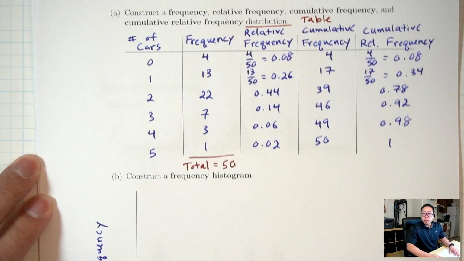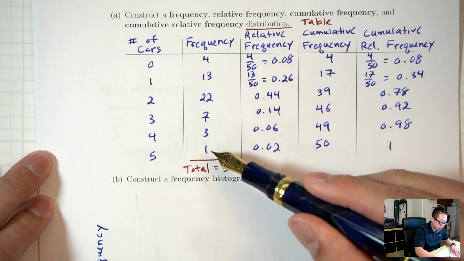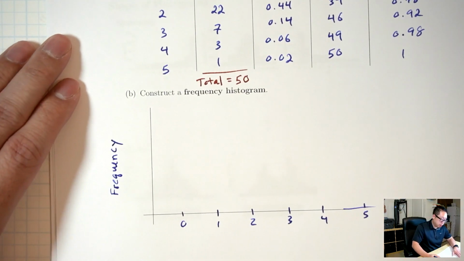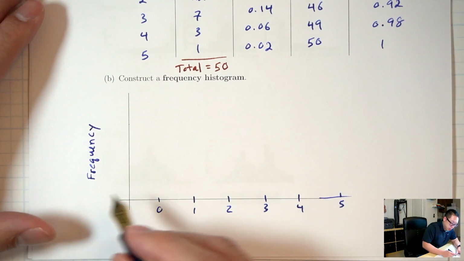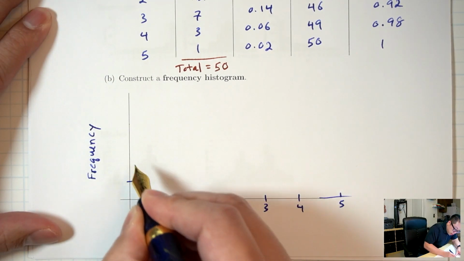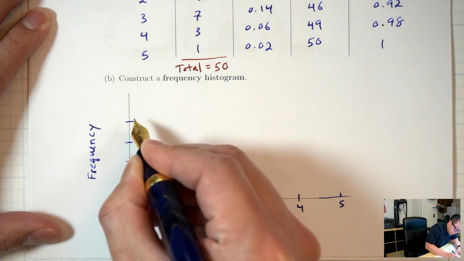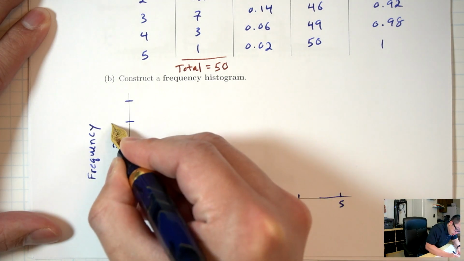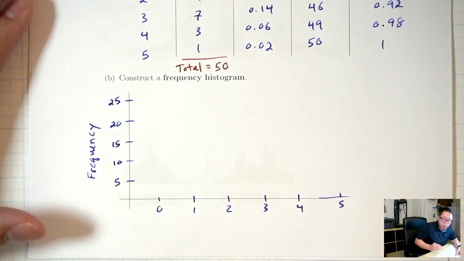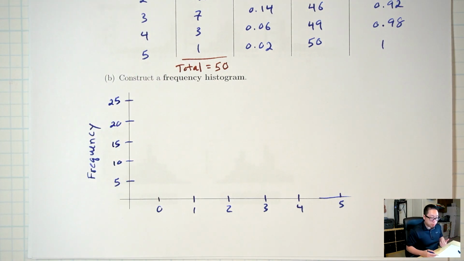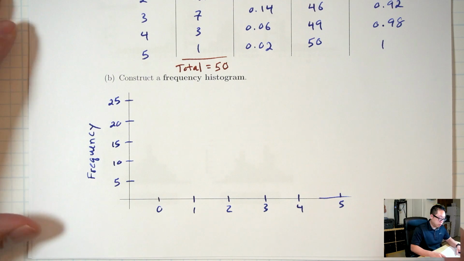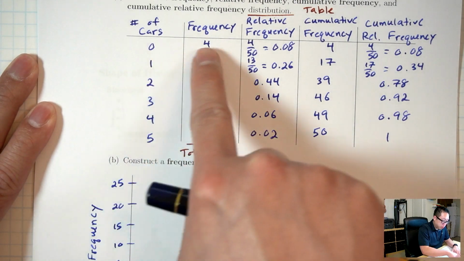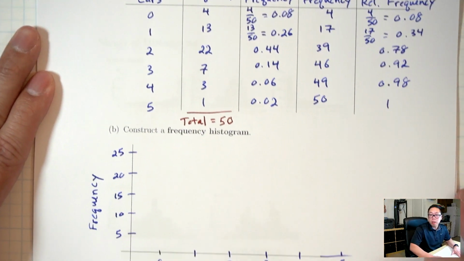So if I look at my frequencies, they go from 1 on the low end all the way up to 22. So I'm going to count probably by 5s for my frequencies. That's 0, 5, 10, 15, 20, 25. And histograms are going to be bars. So I'm going to draw bars to represent the frequencies. For 0 cars, the frequency is 4. So I'm going to draw a bar that has height 4.